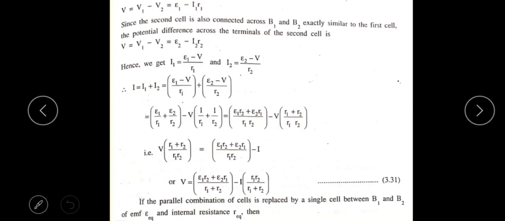One thing first: after cross multiplication, the equation is like this. Now (R1 plus R2) divided by R1 R2, if it is multiplied to these two equations, it becomes (E1 R2 plus E2 R1) divided by R1 R2 into this term, R1 R2 divided by R1 plus R2, minus I as it is, and this term, R1 R2 divided by R1 plus R2, and R1 R2, R1 R2 get cancelled.